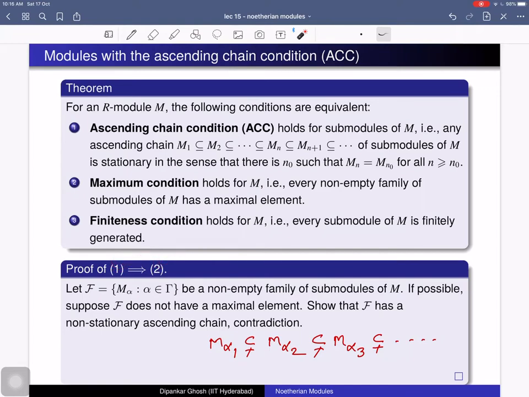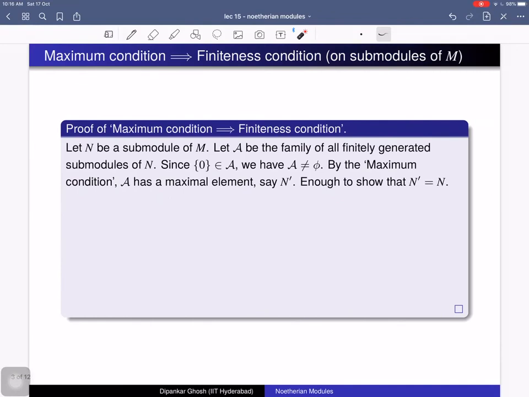And next we will prove that condition 2 implies condition 3. So here is the proof. The second condition is saying that M satisfies the maximum condition. What is that? That every non-empty family of submodules of M has a maximal element. That is the maximum condition.